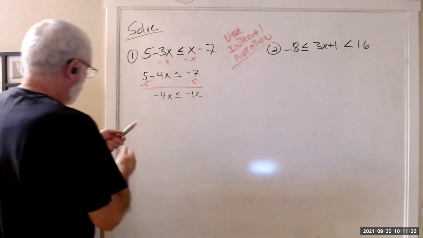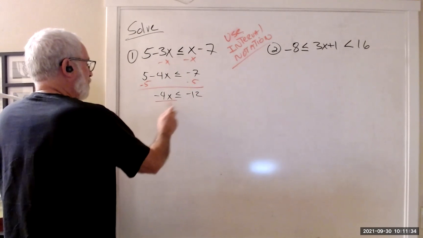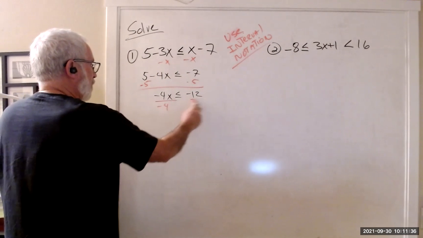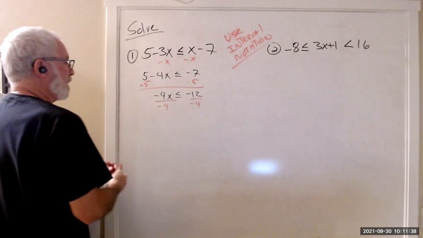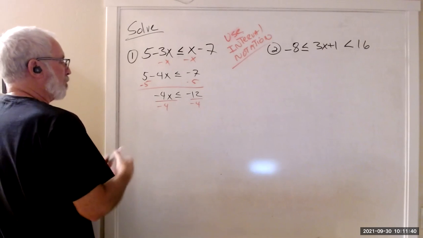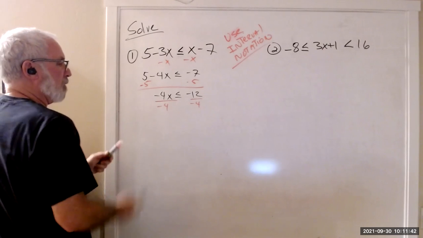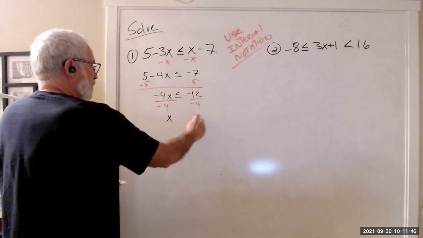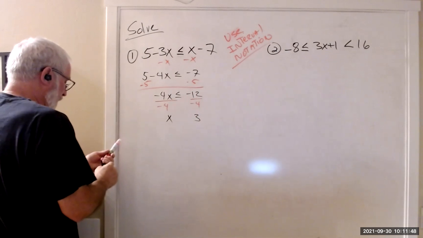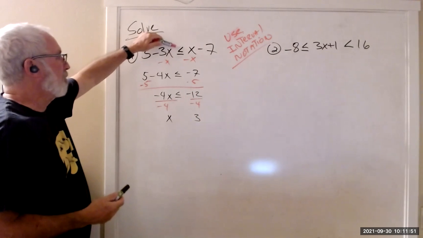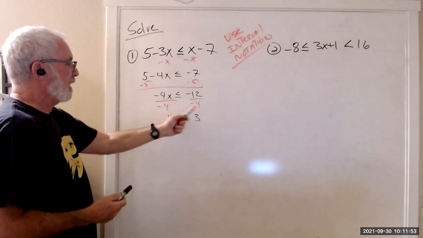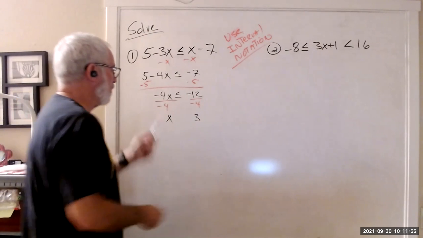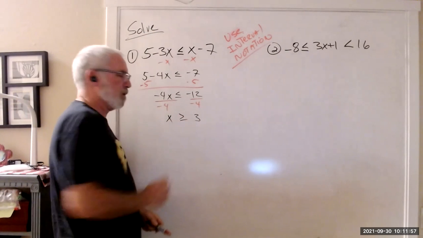Okay, and now comes the trick. I'm going to divide both sides by negative 4 because I want to get x alone. That's always been our goal. And on almost every equation, get x alone, x alone. So this is x, this is 3, but it's an inequality problem, and you divide it by a negative. So you have to flip the inequality symbol over.